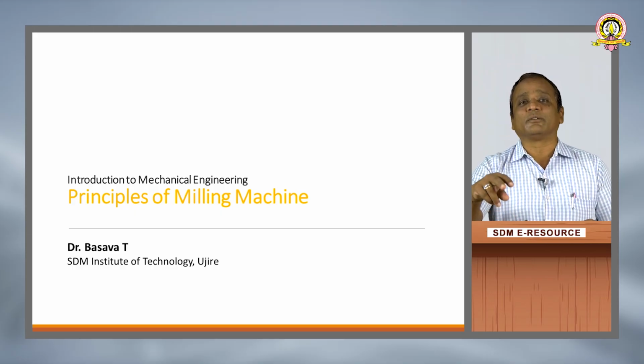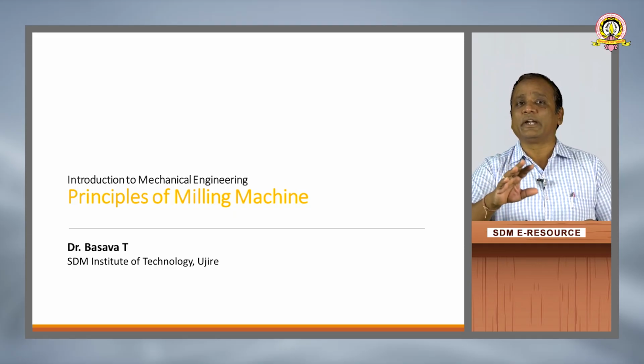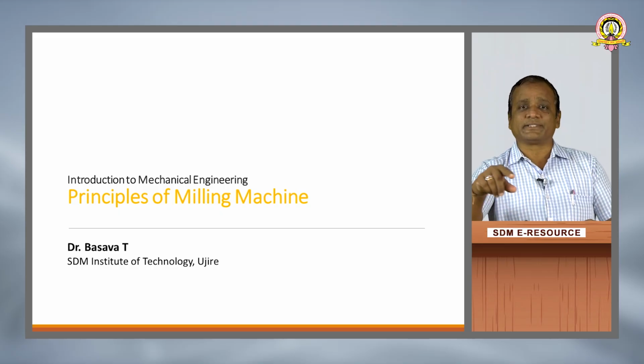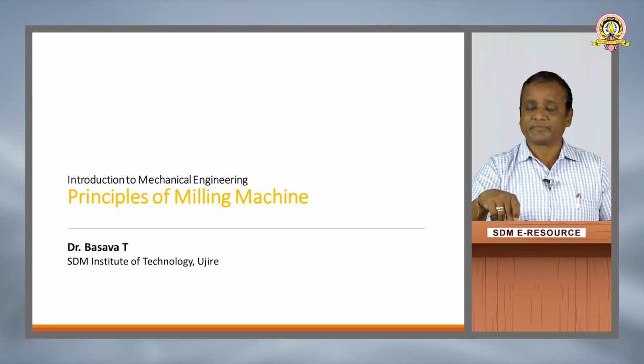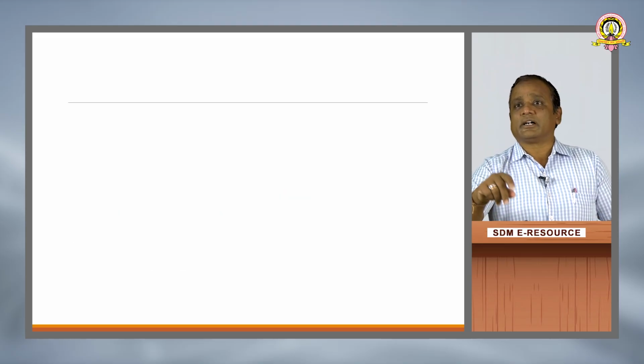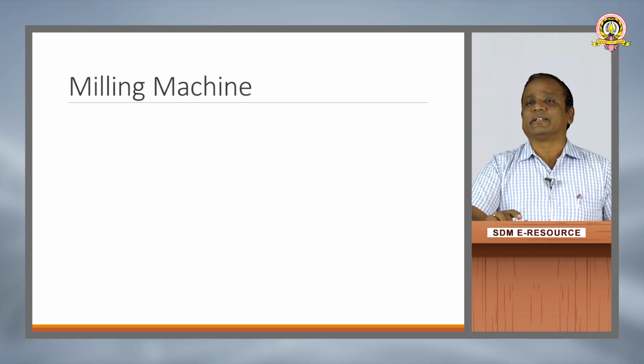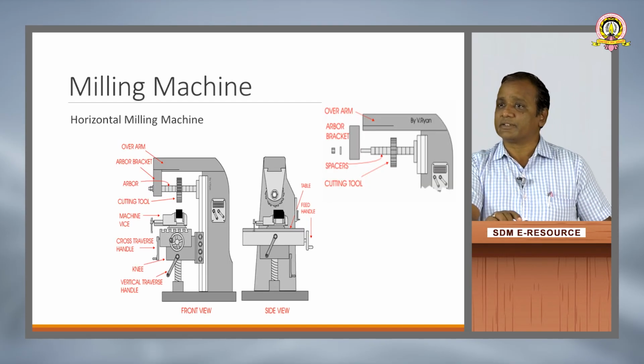What does this horizontal milling machine look like, and how does this vertical milling machine look like, and what are their main important components, and why do we call them horizontal and why do we call this a vertical milling machine? So right now, the sketch that you're going to witness is all about a horizontal milling machine.